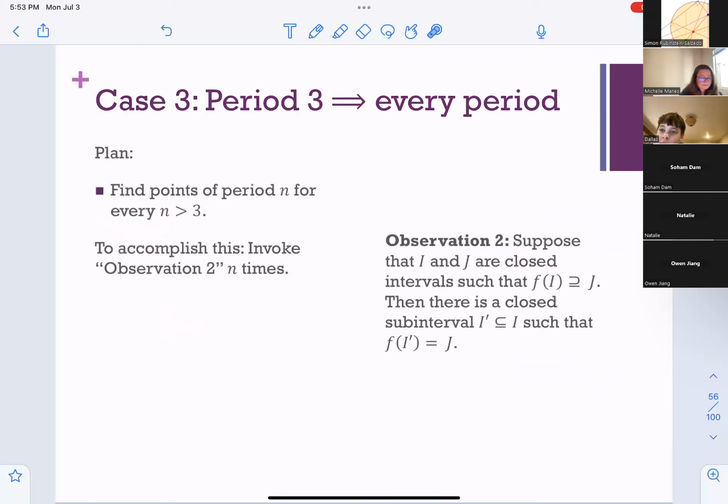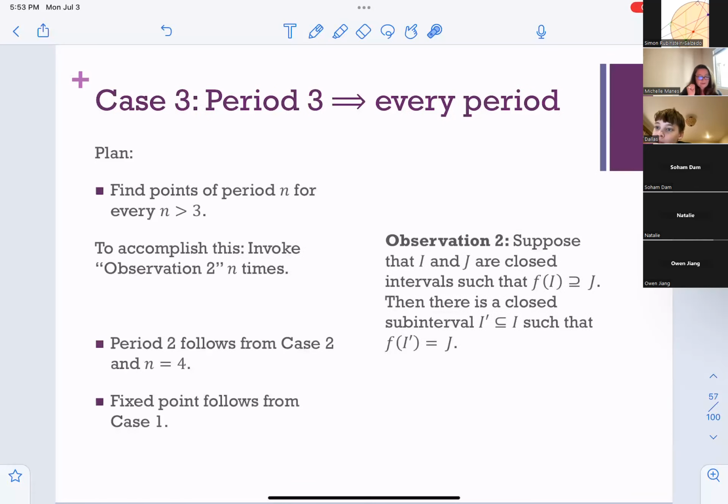And so what I want to do is find a point of every period n for n bigger than 3. Notice I'll have to special case period 2. Period 1 I've already taken care of, because if I have any cycle at all, I have a fixed point. So I would have to treat period 2 a little bit separately. But this will get me every point bigger than 3. And the way I'm going to do it is just use that second observation a whole bunch of times, right? That observation that says, if the image of an interval covers another interval, I can shrink it down to make it exact.